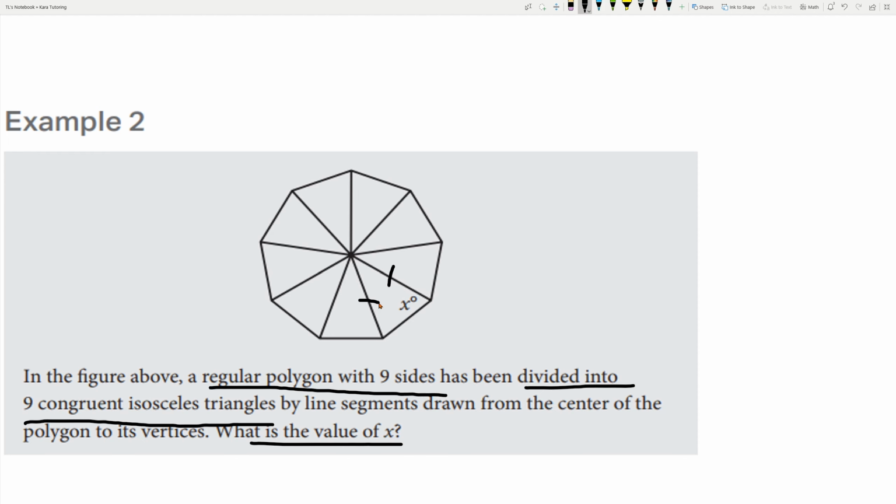In order to mark our diagram, we're just going to draw congruent marks on the 2 sides of the triangles, since we know that if it's isosceles, then 2 sides have to be congruent to each other. So once we know that this side is the opposite side of x, we also know that this side is going to be x also. How we know that is because the sides are congruent, and with congruent sides, we have congruent angles opposite of them.